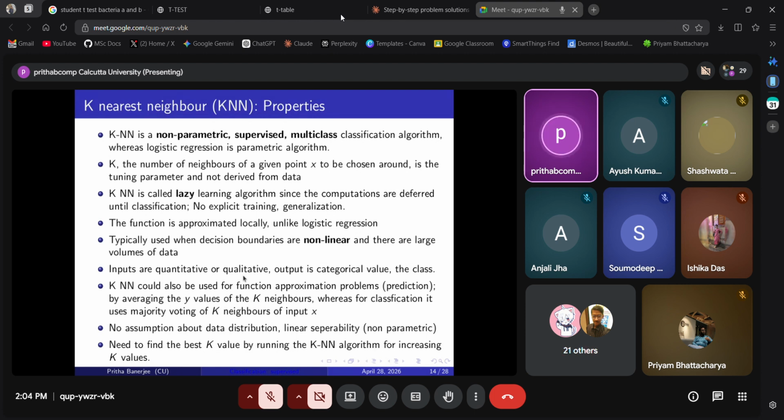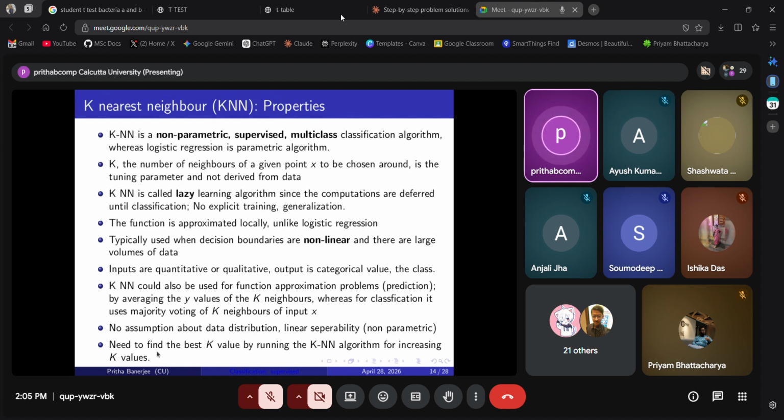remaining set of attributes. So KNN could also be used for function approximation problems, meaning prediction or regression problems, like linear regression, by averaging the y values of the k neighbors. Whereas for classification, it uses the majority voting of k neighbors of input X. Here another thing is that we don't assume any kind of data distribution, or that the classes are linearly separable. That means there is no clean, distinct linear line which separates different classes. This is because it is non-parametric.